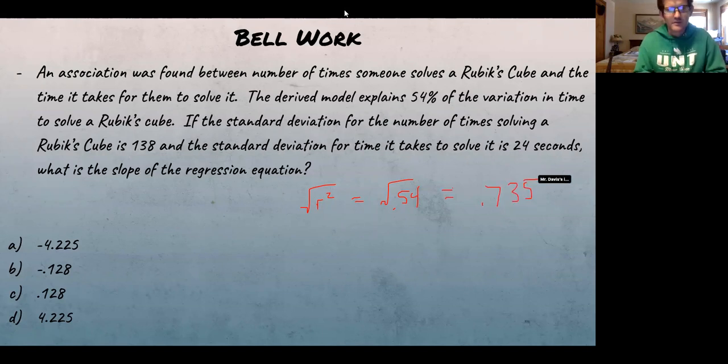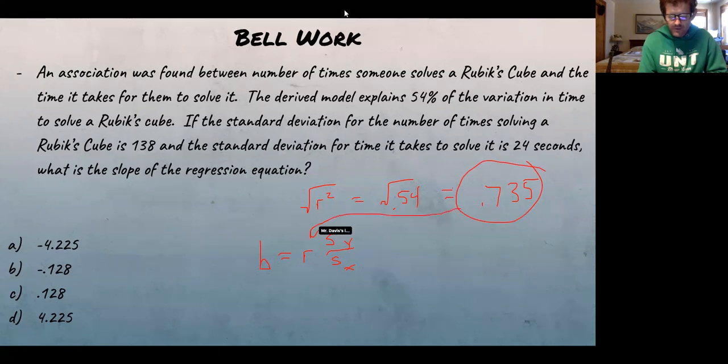And I'm going to call that good for right now, because now the next thing we want to do is remember that we're going to use our slope equation. So that's r times the standard deviation of y over the standard deviation of x. So I want to take this and I want to plug it in for my correlation. But before I do that, I want to think through this a little bit more.